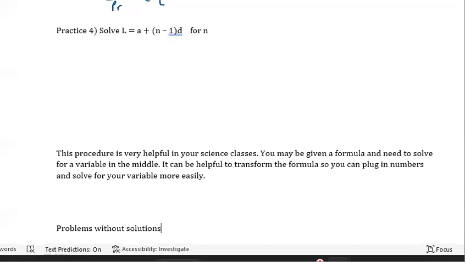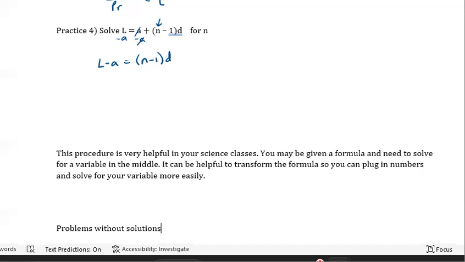Solving L equals A plus n minus 1 times D for this n. So right now, the n minus 1 is in parentheses. That's going to be at the end of our PEMDAS when we're working in reverse order. So the first thing we want to do is the addition subtraction. We're going to subtract the A from both sides. And we'll have L minus A equals n minus 1 times D.